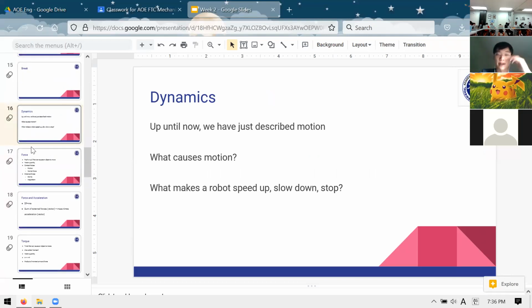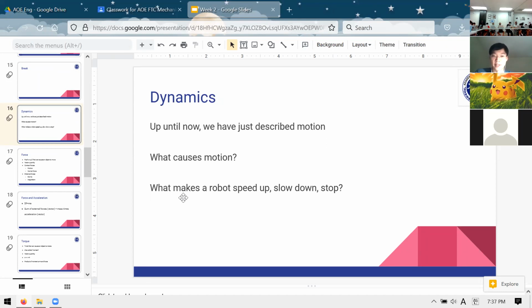That's that for now. We'll put aside kinematics for the moment, and we can start talking a bit about dynamics. Up to this point, we've just been talking about how things move based on a set of rules. It's a very pure description of how things move, but we're also going to be interested in what causes the motion. So what makes the robot speed up, what makes it slow down, what makes it stop, and we can attribute this to a number of factors.